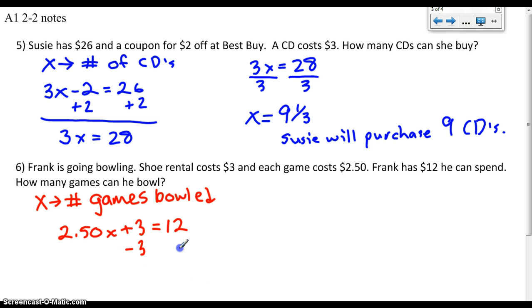We'll subtract 3, and I'm going to write my answer up over here. 2.50x is equal to 9. A little division will undo that multiplication.